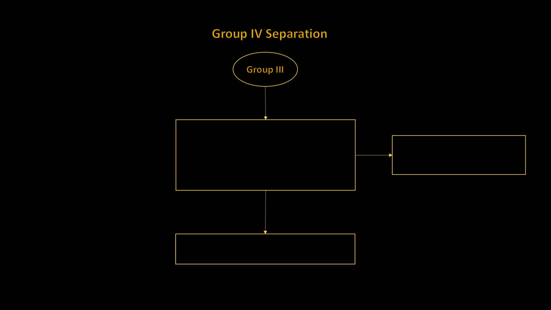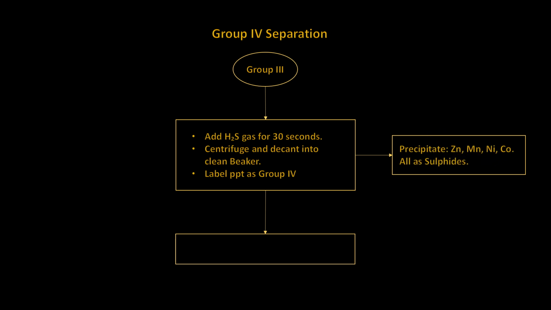To the filtrate from the Step 3 separation procedure, pass some hydrogen sulfide gas through the solution for about 30 seconds. If any precipitate forms, centrifuge and decant the filtrate into another clean beaker. Cap and label the precipitate as Group 4 elements and set aside with the rest. Continue on to the Group 5 separation process.